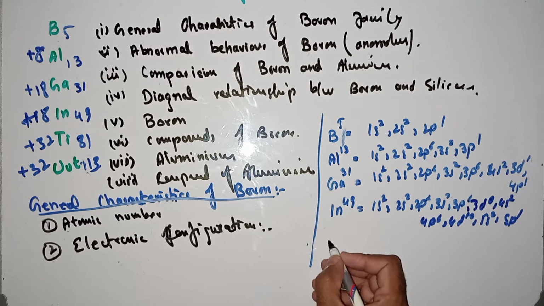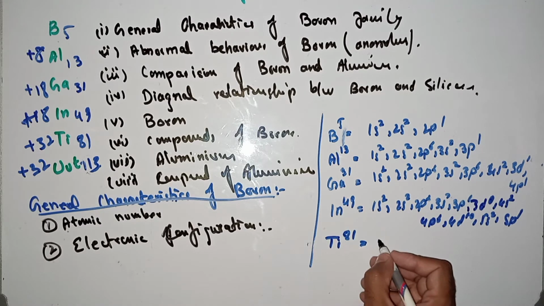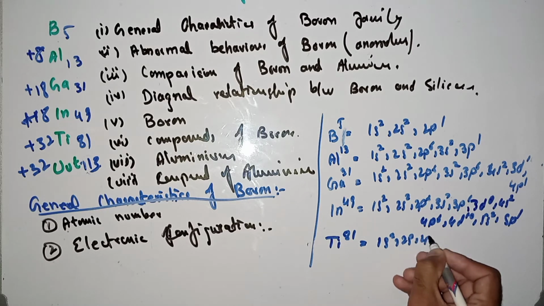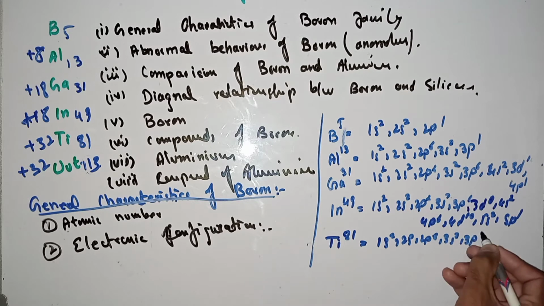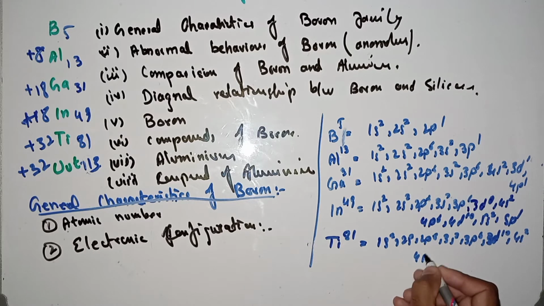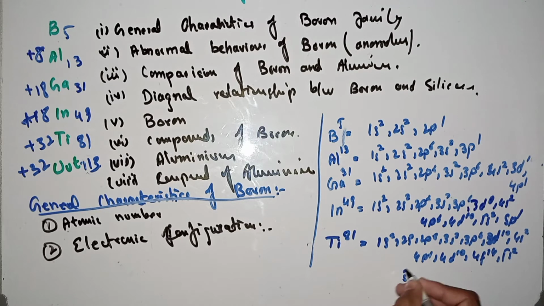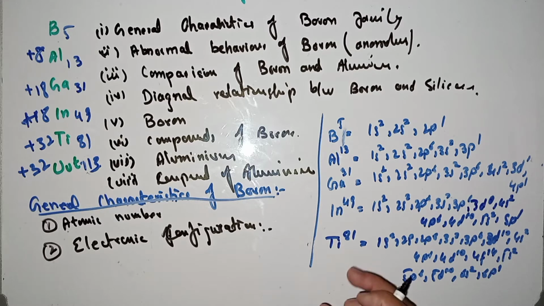And after that, thallium, which has atomic number 81, has the electronic configuration 1s2, 2s2, 2p6, 3s2, 3p6, 3d10, 4s2, 4p6, 4d10, 4f14, 5s2, 5p6, 5d10, 6s2, and 6p1. These are the electronic configuration of the boron family.